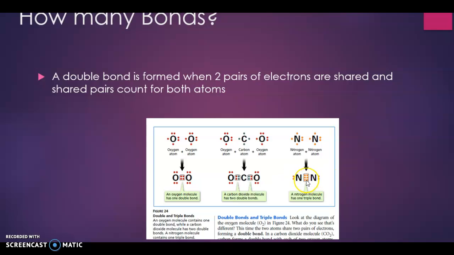And then nitrogen is another one. This is a triple bond. It bonds with itself because nitrogen has 5 in its outer shell, which means it needs to share 3 basically. So it's sharing a triple bond. And again, we count these 6 here and then these 2. And these 6 and these 2, again, that makes 8. So they share them, and the shared pairs count for both atoms.